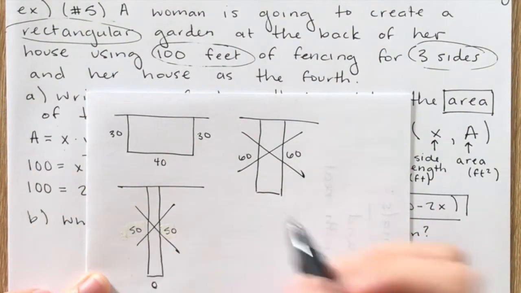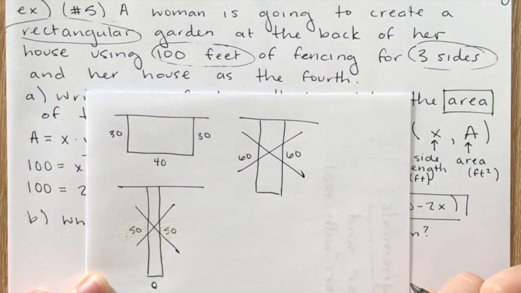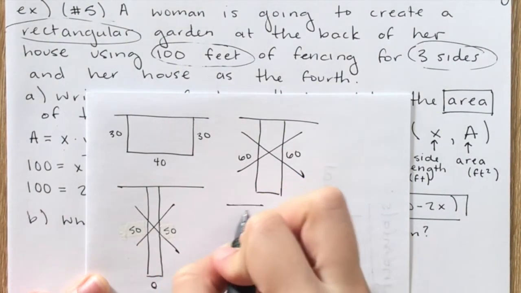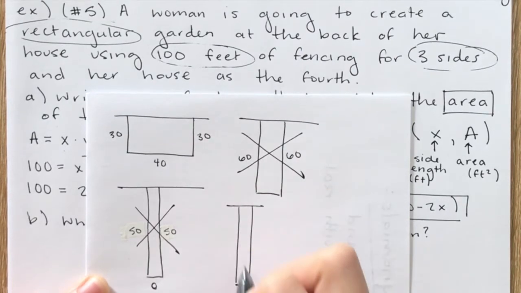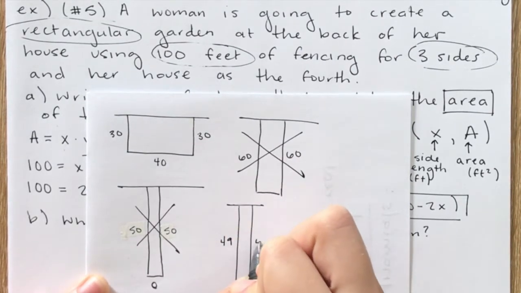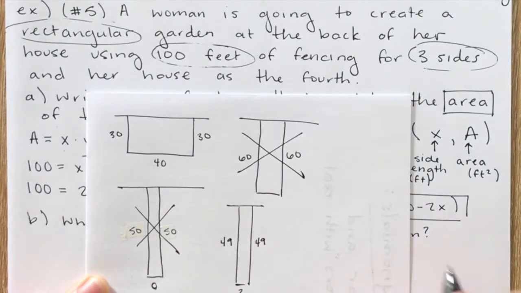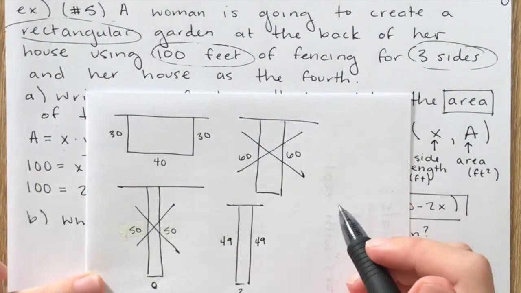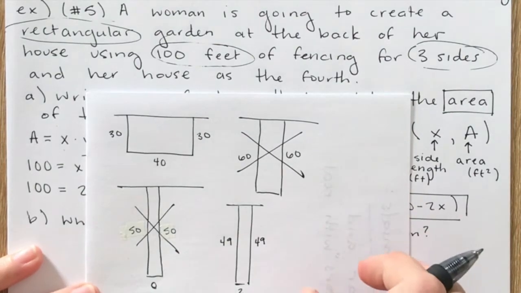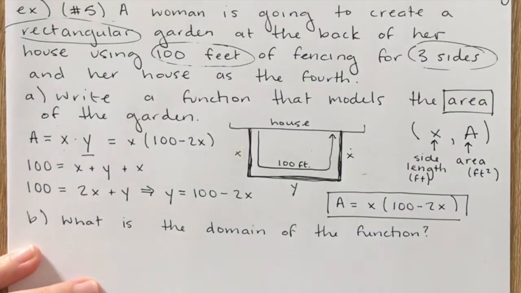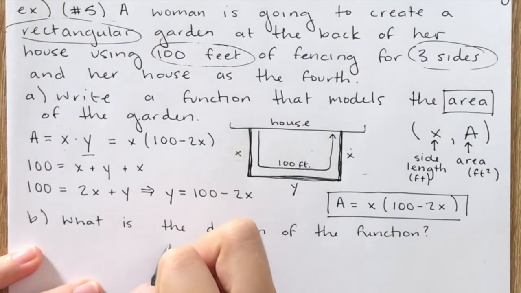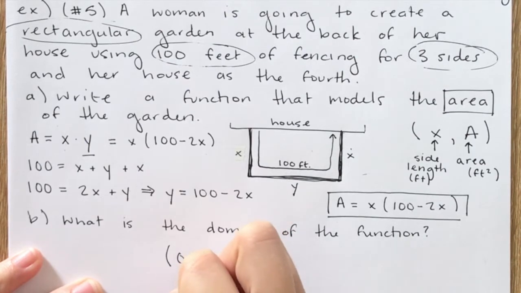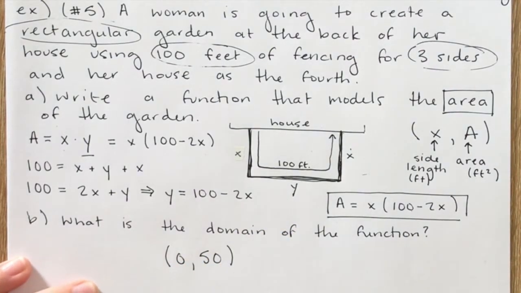But anything less than 50 works. Might look crazy, but even if we have like 49 or something, 49 feet and 49 feet, that leaves 2 feet here. It looks ridiculous, but it's possible. So anything less than 50 is fine. And then of course we need to be larger than 0. We can't have negative domain. So the domain for our function is 0 to 50. Those are all of the possible values for x.